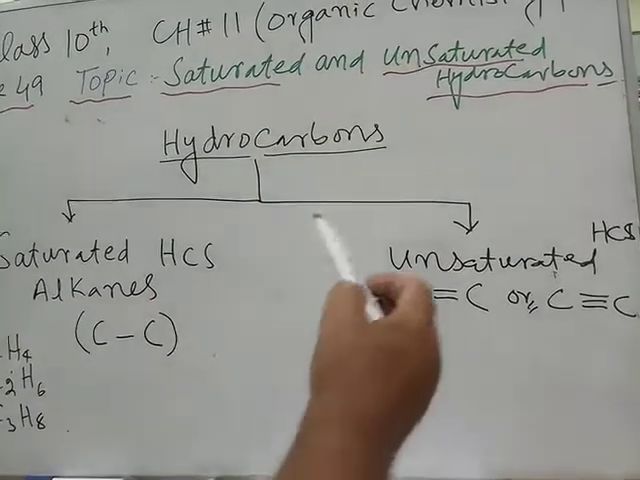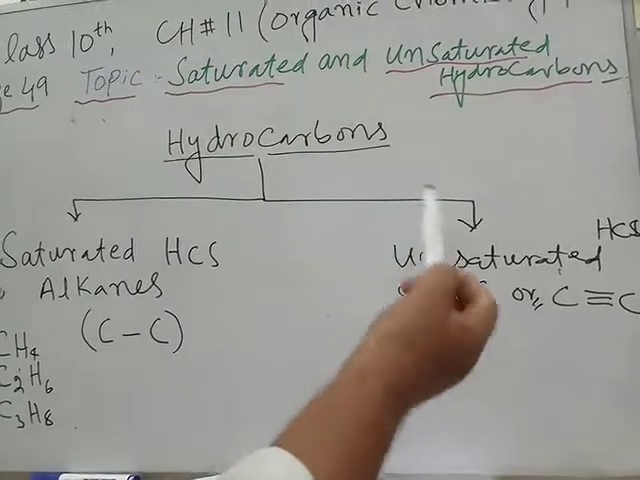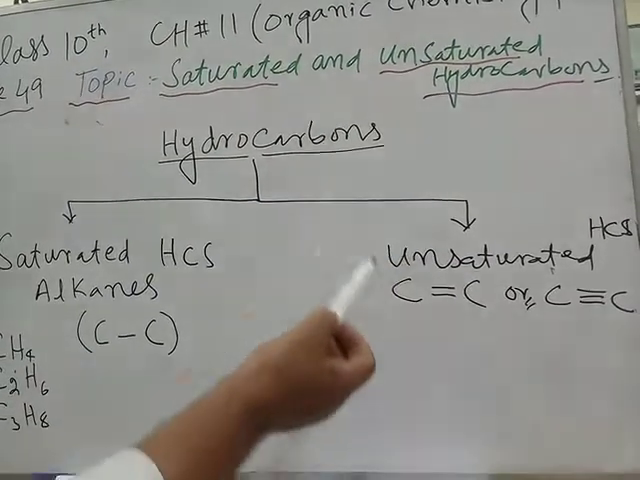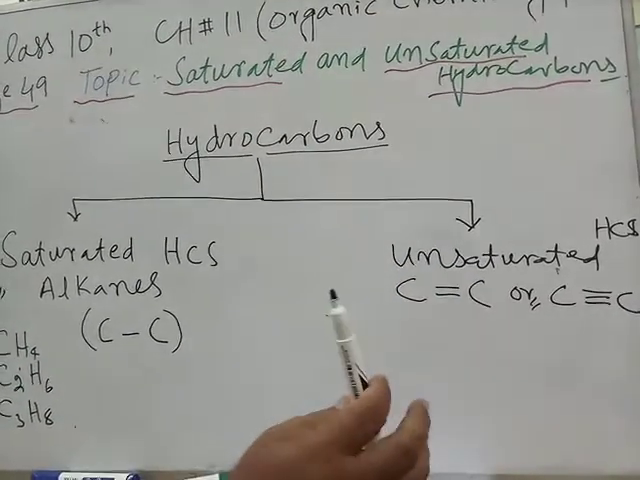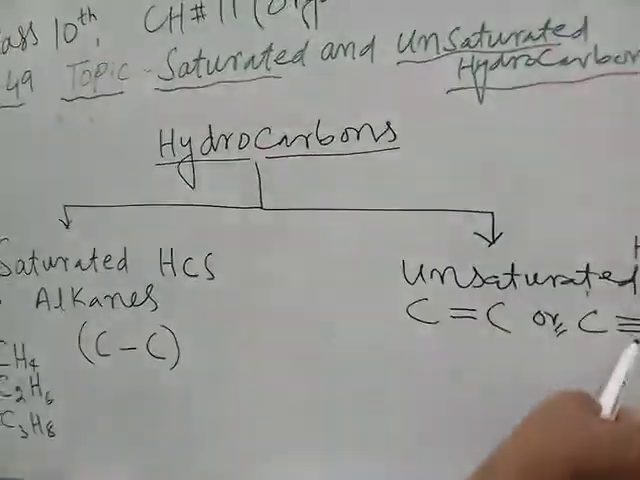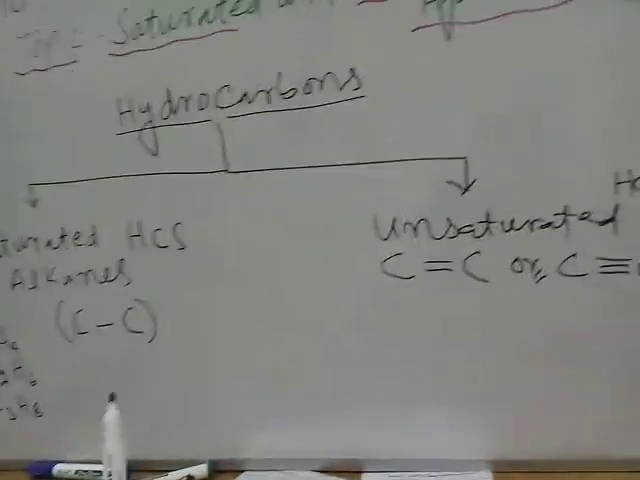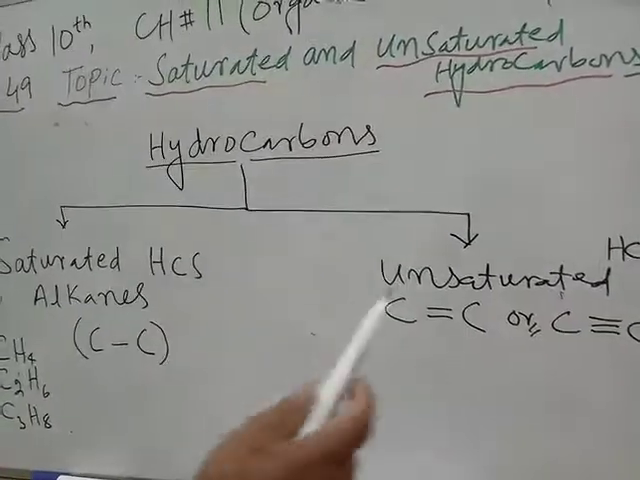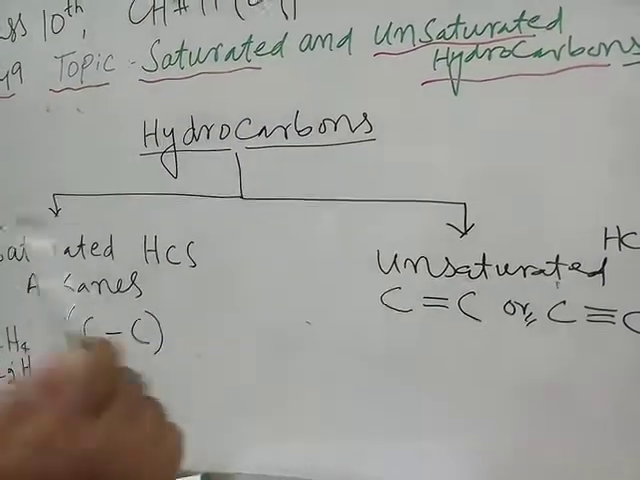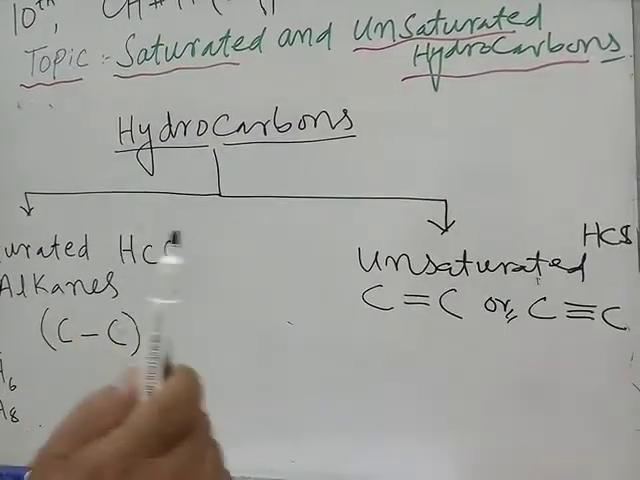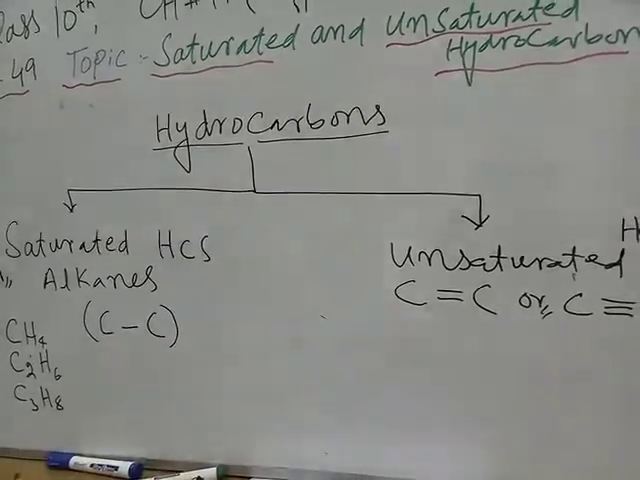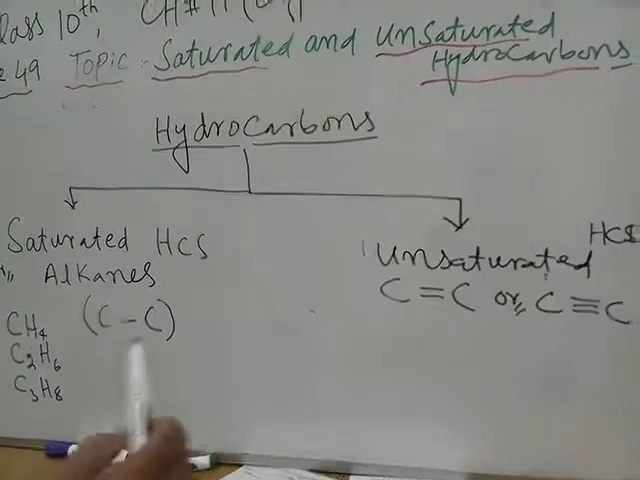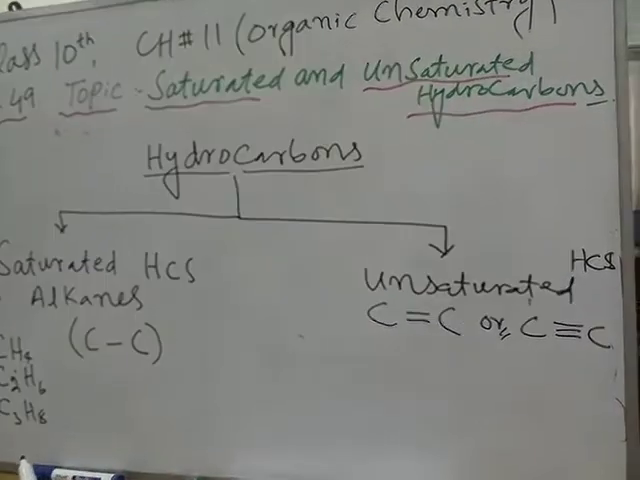These hydrocarbons may have both of these two, or they may have one double bond, two double bonds, three double bonds. Any number of double bonds can be there. Similarly, any number of triple bonds can be there, or both can be there, but they must have at least one double or triple bond. They can be more than one. So these are called unsaturated hydrocarbons.